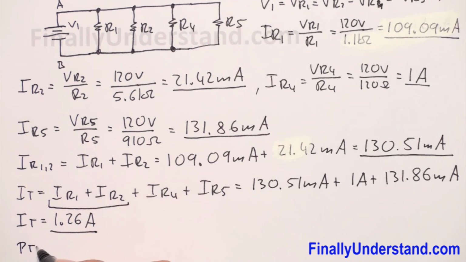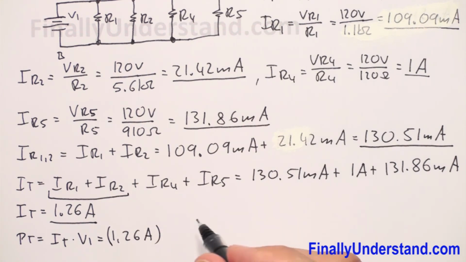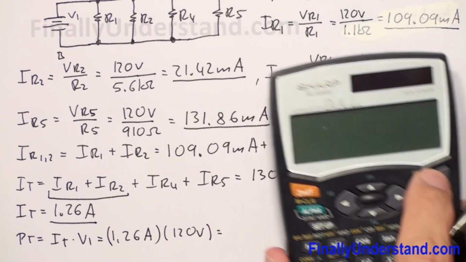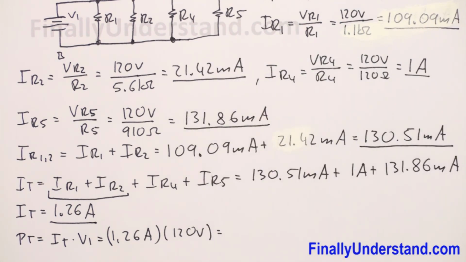Next I'm supposed to find the total power. P total is equal to I total times the voltage source. I total is equal to 1.26 amps times V1, which is 120 volts. So this is equal to 1.26 times 120, which is equal to 151.2 watts. We found the total power.